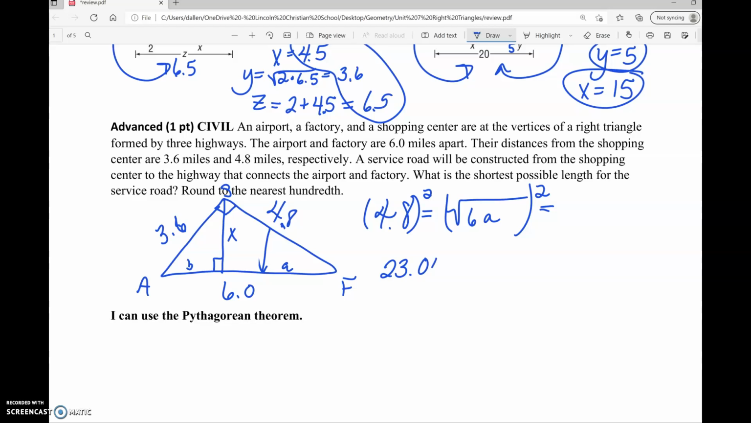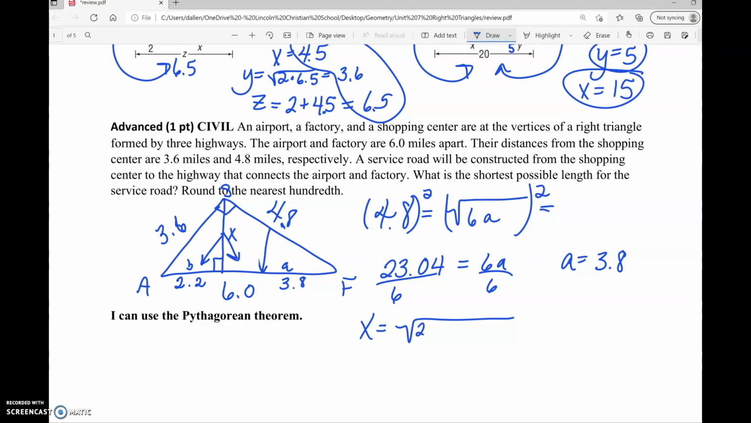8 squared is 2304, and then divide both sides by 6. So a there, this part is 3.84, which makes this part 2.2. So then x is the geometric mean between these two parts. And I found that 2.2 by taking 6 minus 3.8. So x equals the geometric mean between 2.2 and 3.8.